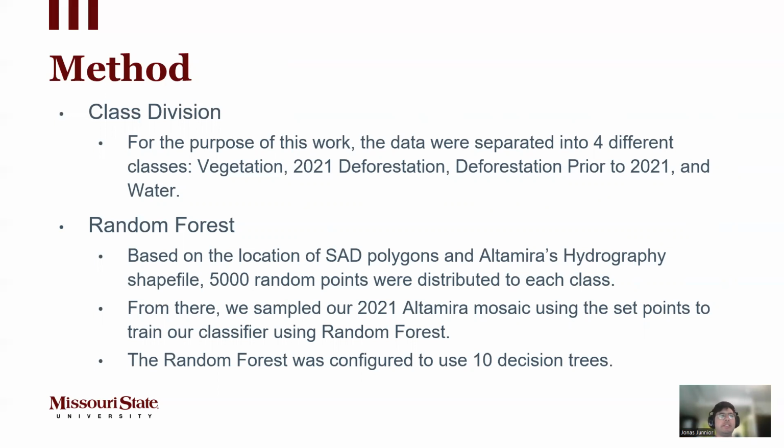So for the random forest, we're going to be using the SAD polygons, and we're going to sample 5,000 points distributed for each class. So in total, we're going to be dealing with 20,000 points to sample. We're going to be using a mosaic of 2022 of Altamira to pick up the points and sample the image to train our classifier using random forest. And our random forest is going to be made of 10 decision trees.